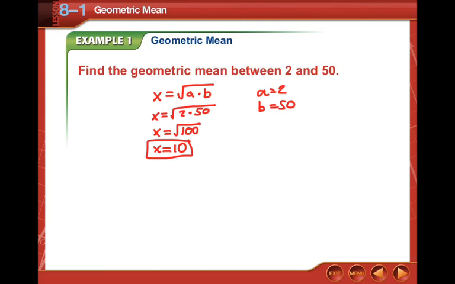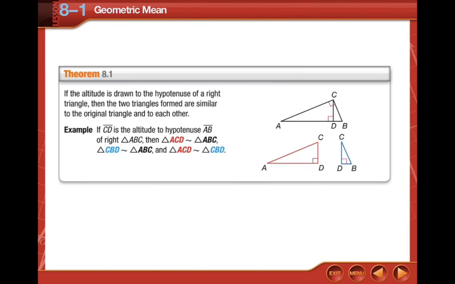So now let's look at something to do with right triangles. That's what this whole unit is about: right triangles and trigonometry. So, theorem 8.1 says if the altitude is drawn to the hypotenuse of a right triangle, then the two triangles formed are similar to the original triangle and to each other.